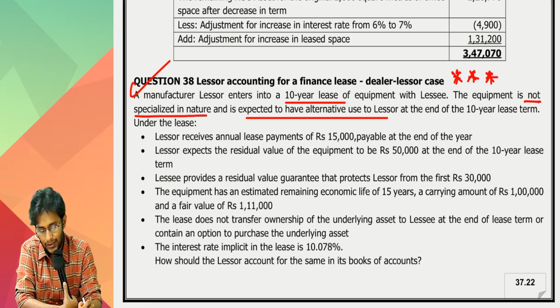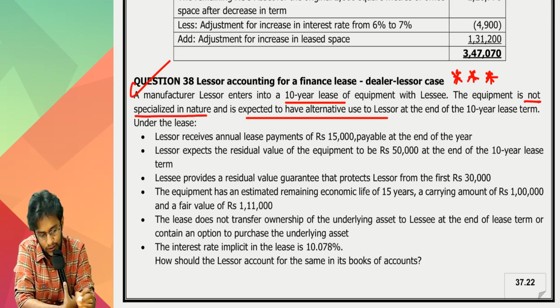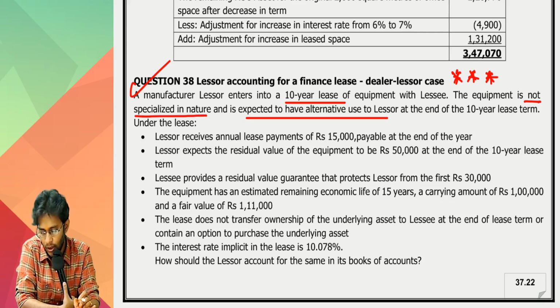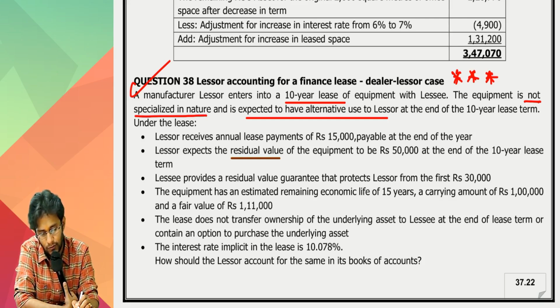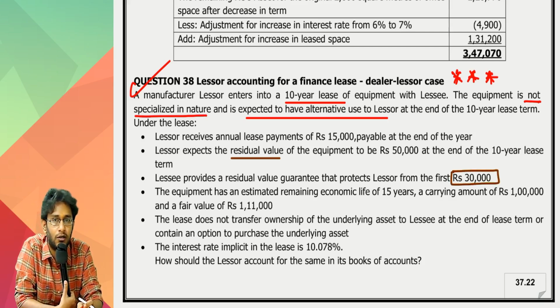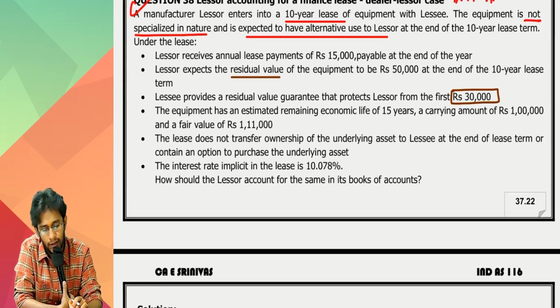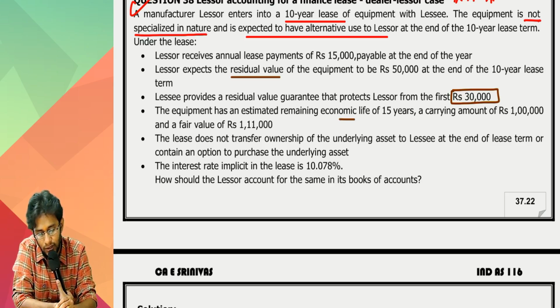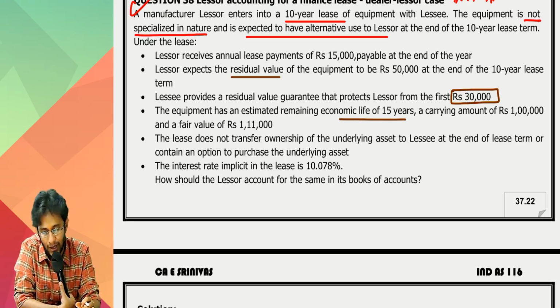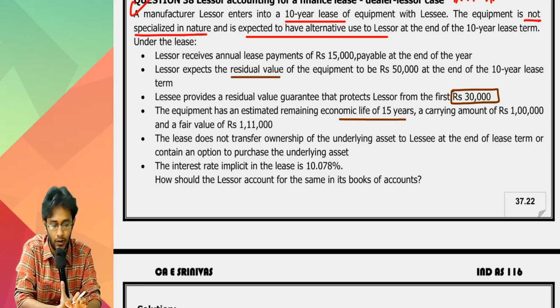Lessor receives annual lease payments of 15,000 rupees payable at the end of each year. The lessor expects that the residual value of the equipment to be 50,000 at the end of the 10-year lease term. This is residual value. Lessee provides guaranteed residual value that protects lessor from the first 30,000. From that UGRV you can understand. Total residual value 50. Lessee's promise is to the extent of 30 and therefore UGRV is 20. Next one. The equipment has an estimated remaining life of 15 years and carrying amount of 1 lakh but fair value is 1,11,000. Stop there.